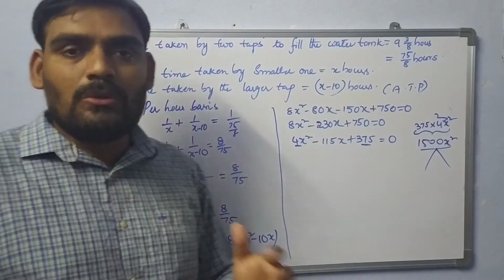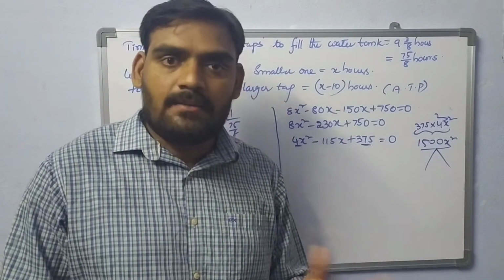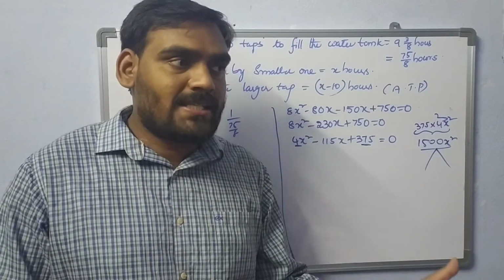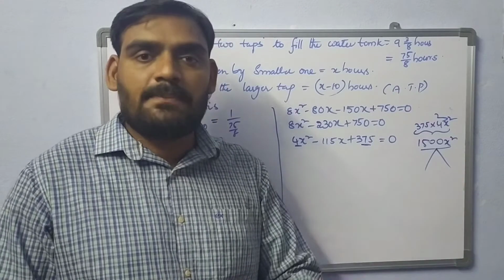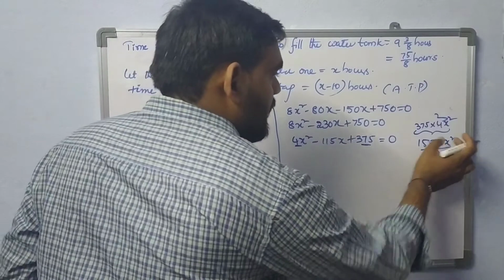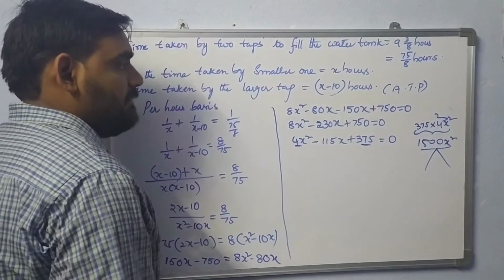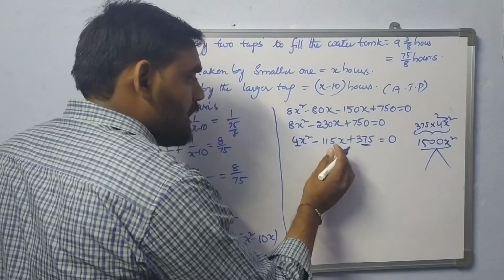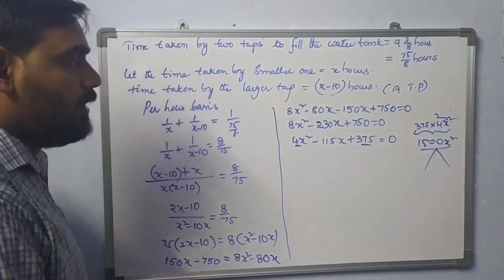Isn't it? Minus 2, minus 3: when you add, we will get minus 5. Minus 2 and minus 3: when you multiply, we will get plus 6. Like that here, 1500 x square, when we multiply, and when we add those two terms, we need to get minus 115x.